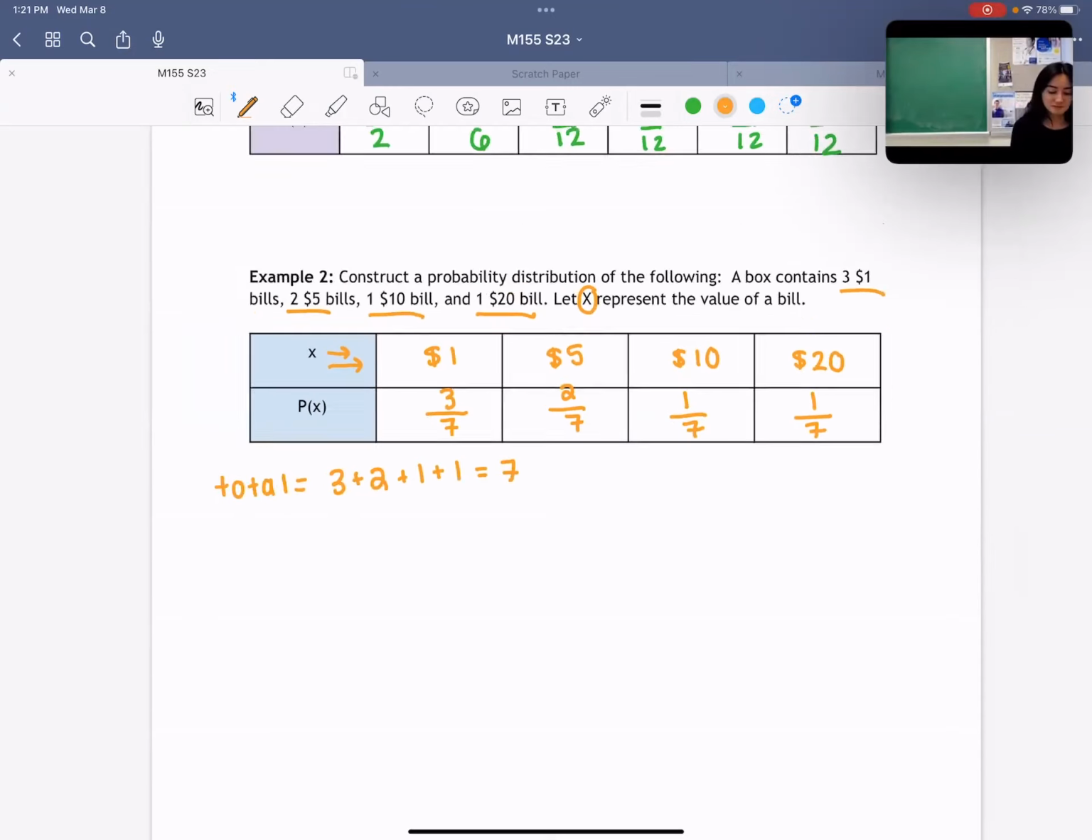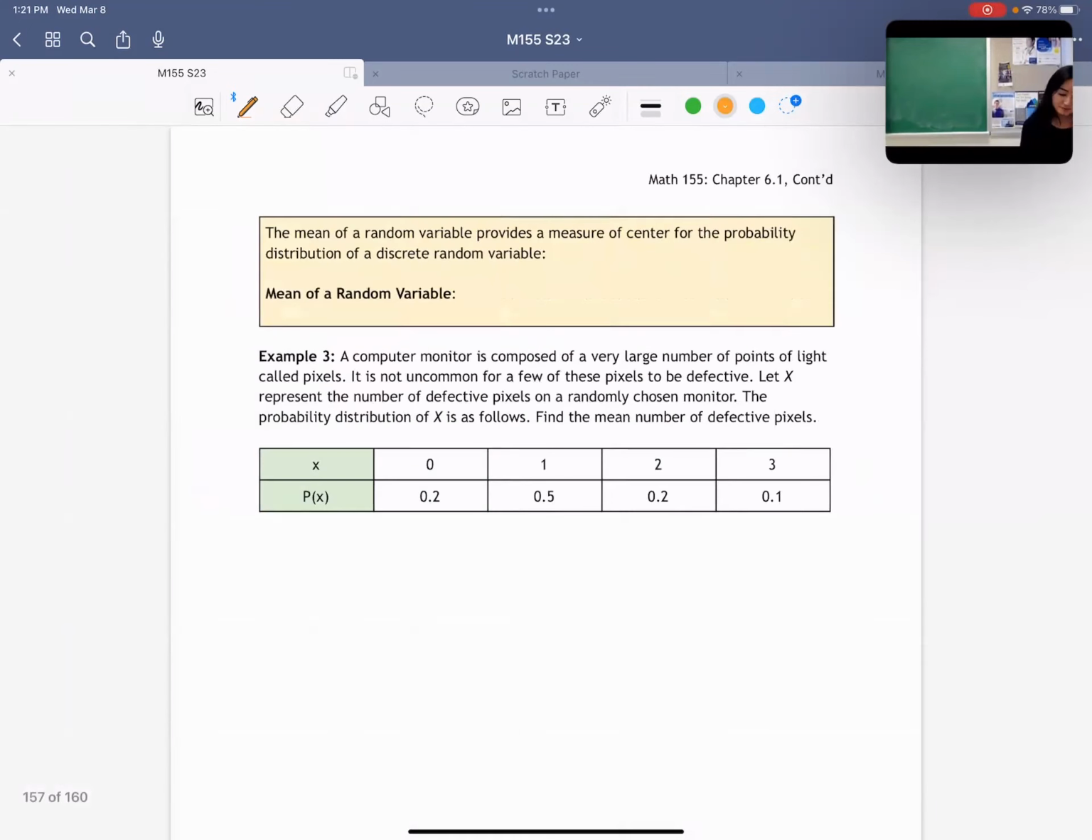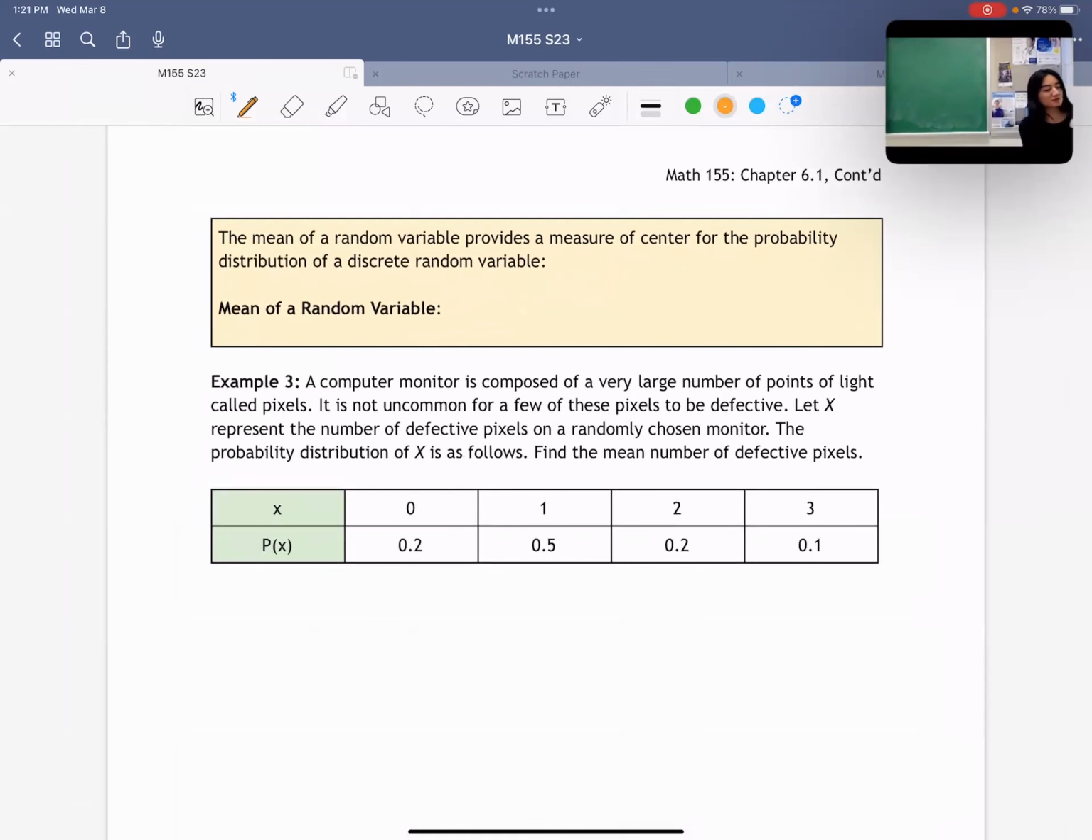Any questions on these examples? Not too bad. All right. So we have a probability distribution. I guess what is coming up is finding the mean of it, right?